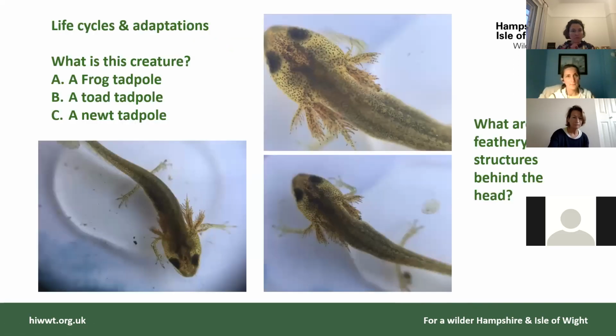And then we've just mentioned newts actually. Again, these sort of questions, what do we think this is? This is actually a newt tadpole. And it's really interesting looking at these creatures closely, because you can see the gills on the side, these feathery structures on the side. So when we talk about life cycles, children often look at frogs, don't they?